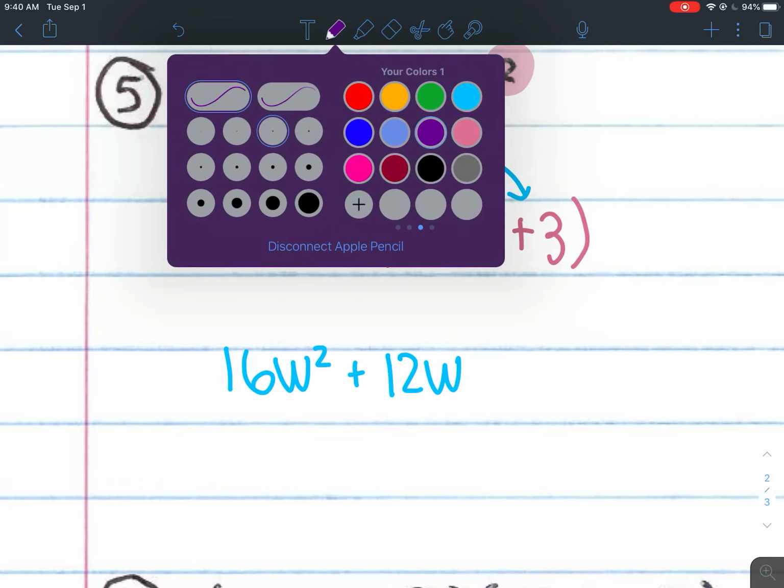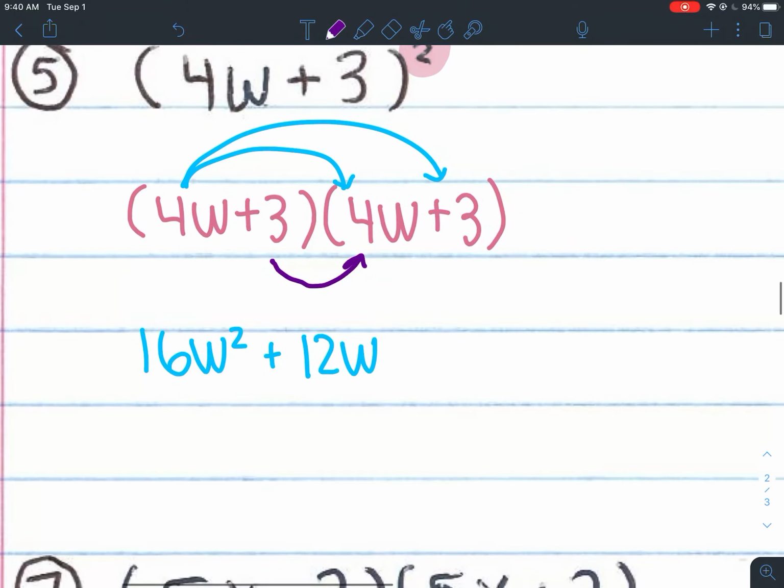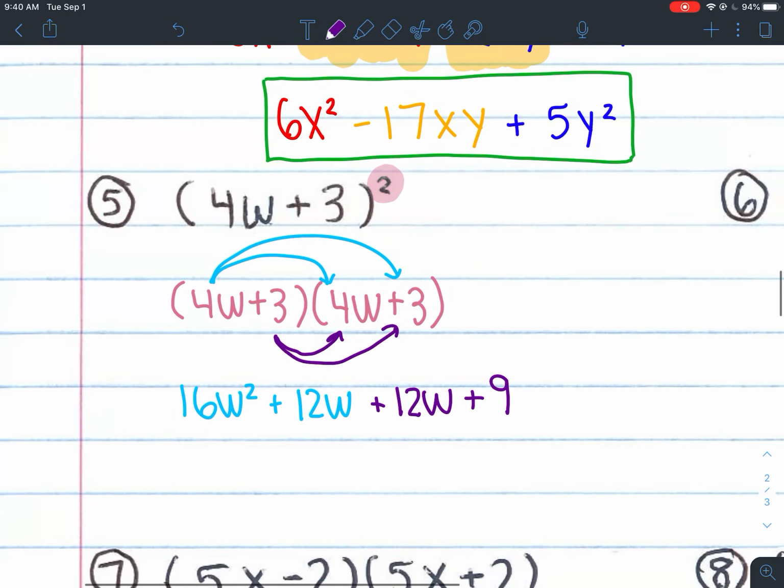Okay, moving on. We have 3 times 4w. So we've distributed once, and now we're going to distribute the second time with the other term. So we have 3 times 4w, that's going to give us 12w. 3 times 3 is going to give us 9. I know 3 times 3 is 9 now, so I'm not crazy.